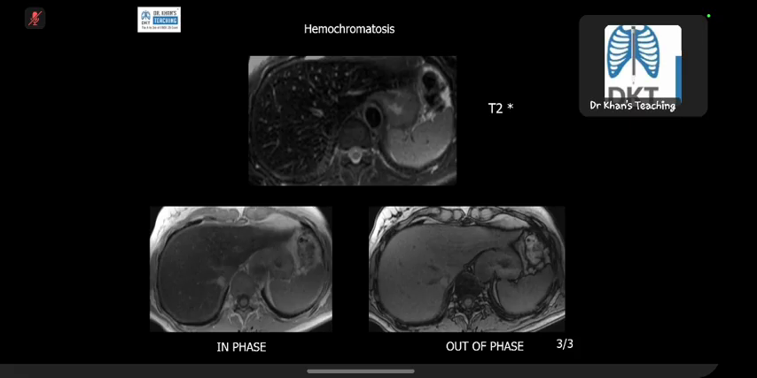Last case is just to give you the idea of hemochromatosis, because as gastroenterologists, you ask for iron overload. Please remember the differential diagnosis is hemochromatosis, which can be primary or it can be secondary, in a patient who had transfusions, etc. So you ask for MR. We do this MR, we call it iron overload protocol.